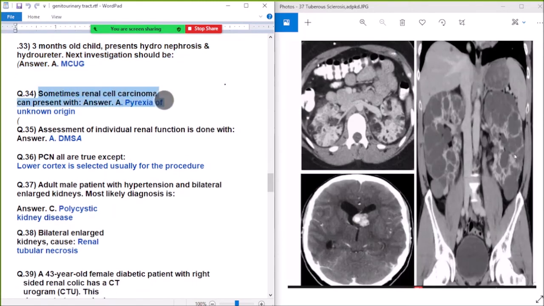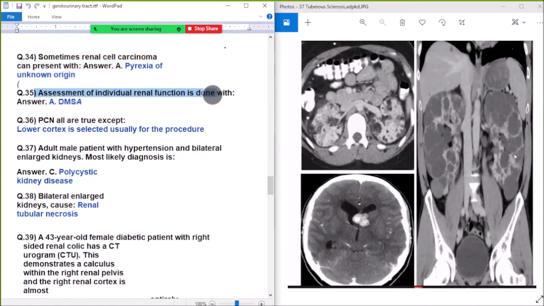Question 34. Sometimes renal cell carcinoma can present with pyrexia of unknown origin. Question 35. Assessment of individual renal function is done with DMSA.